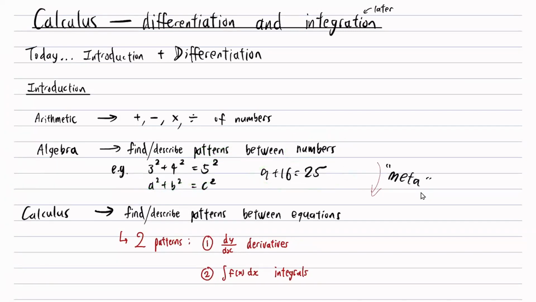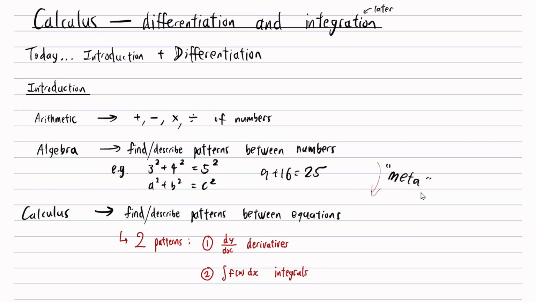Okay, so now we're going to think about how we think. The entirety of what you have been learning so far has been just descriptions of patterns between numbers, right? Using algebra as well as a few other things. Now in calculus, we are still doing the same thing. We are describing patterns or finding patterns, but this time it's between equations.